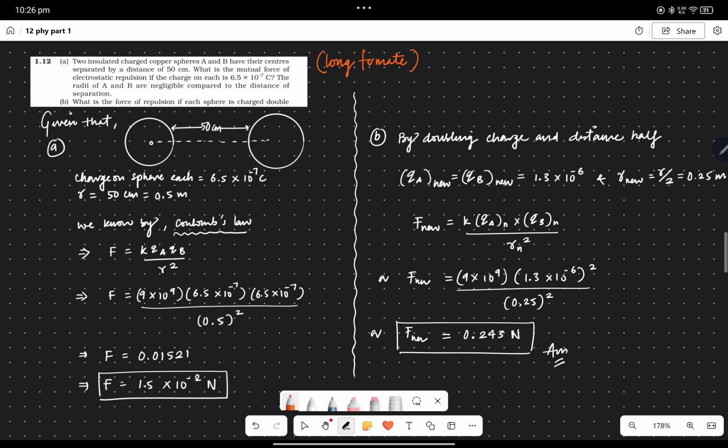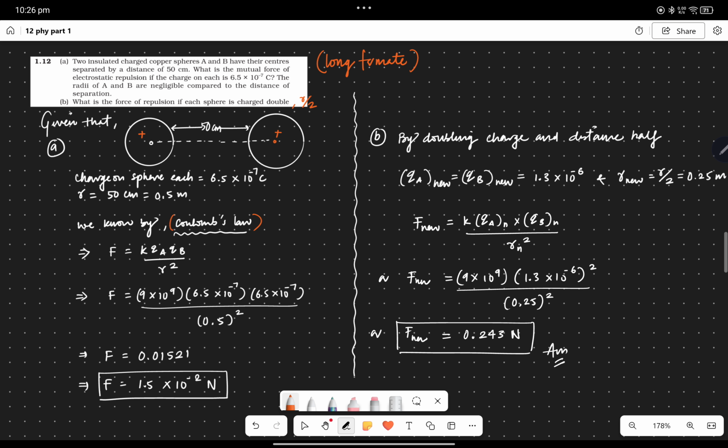What is the force of repulsion in each case if the charge is doubled and the distance is halved? Okay, so this is a very typical Coulomb's law question in which you have to find the electrostatic force. And because both the spheres are positively charged with equal charges on each, that means there is a force of repulsion, right? And the calculation of that force is going to be done by Coulomb's law.